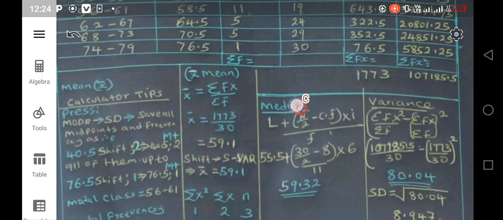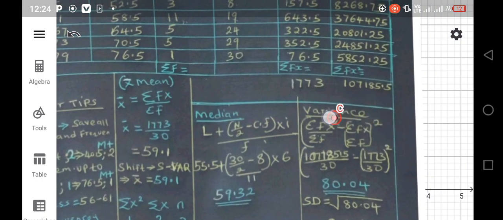So the formula for the median is written at this particular point. This is how we write the formula for the median. So 55.5 plus 30 over 2 minus 8 over 11 times 6. So it's going to have 59.32 as our answer. Now let's come also to what we call the variance.